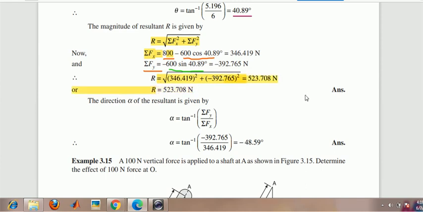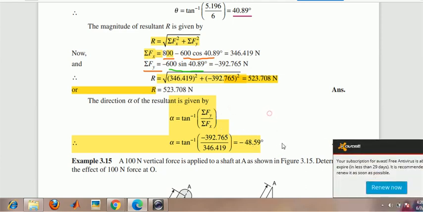So 523.7 is the resultant force because of the two forces acting on a structure. And it is not horizontal, so it is inclined. Therefore we need to determine the direction. So what is the direction of this resultant? Similarly, the direction alpha is equal to tan inverse of summation of Fy by Fx. Substitute the values and find out the direction.